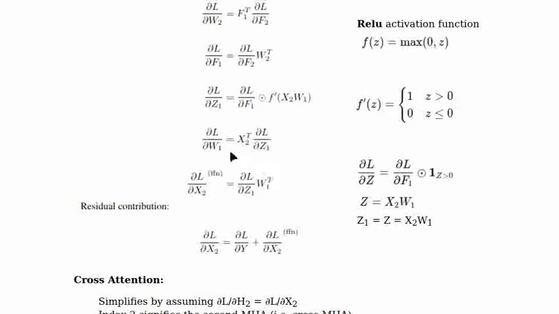And dL/dZ, or the gradient with respect to the argument, dL/dZ1 here, is equal to dL/dF1 element-wise multiplication 1(z larger than 0). This formula can be written like this. The 1 here means a matrix of 1 when z is larger than 0. Otherwise, the elements are 0. Okay. A shorthand writing of this.